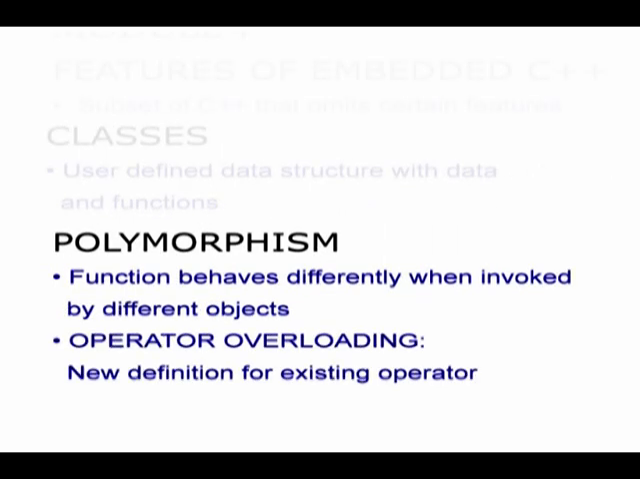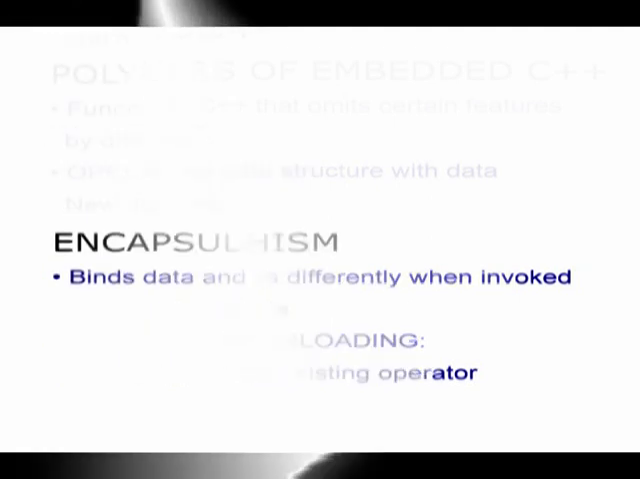The next important feature is polymorphism. Polymorphism is a feature in which one function can react differently when invoked by different objects. An example is operator overloading. It is a kind of polymorphism which allows the programmer to give new definitions to existing operators.